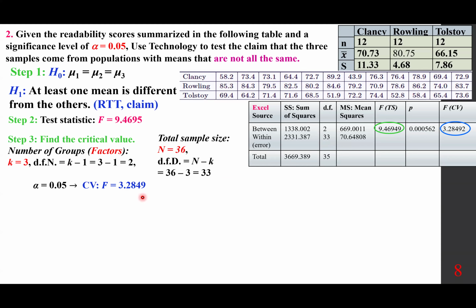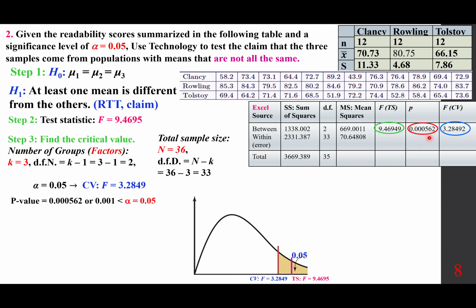And if we go with a graph, clearly we see that critical value of 3.2849 is here. Test statistic of 9.4695 is way larger than that, and it's way into the rejection region. Also notice the p-value, 0.000562 is less than alpha 0.05. And that results in the same decision. This is in the rejection region. This is less than alpha 0.05. Reject H0. It's very straightforward.